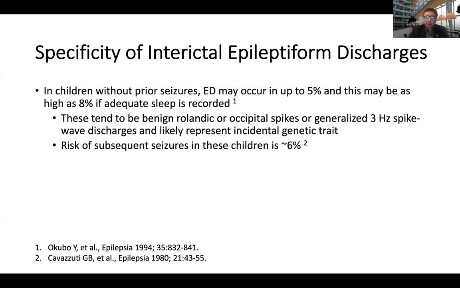In children without prior seizures, epileptiform discharge may occur in up to 5%, and this may be as high as 8% if adequate sleep is recorded. They tend to be benign Rolandic or occipital spikes, or even 3 Hz spike discharges, and likely represent an incidental genetic trait. The rate of subsequent seizure in this group is about 6%.